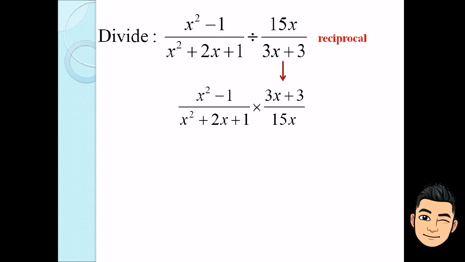Then, after that, kailangan nating malaman kung anong factoring method ang gagamitin natin para makuha yung mga factors. So, we just factor the numerator and denominator completely. Let's start with x squared minus 1. Anong factoring method ang pwede nating gamitin sa x squared minus 1?